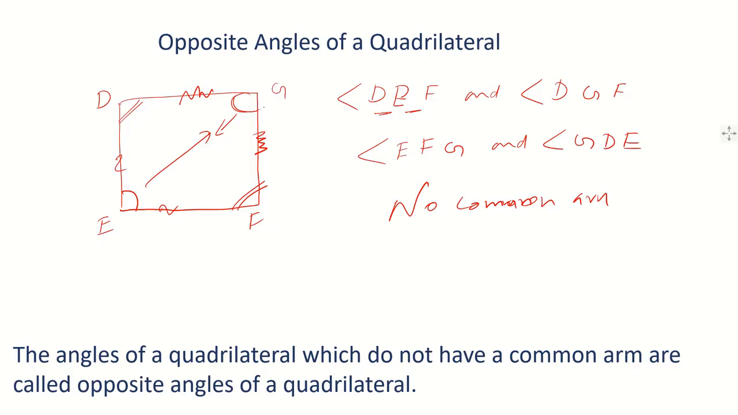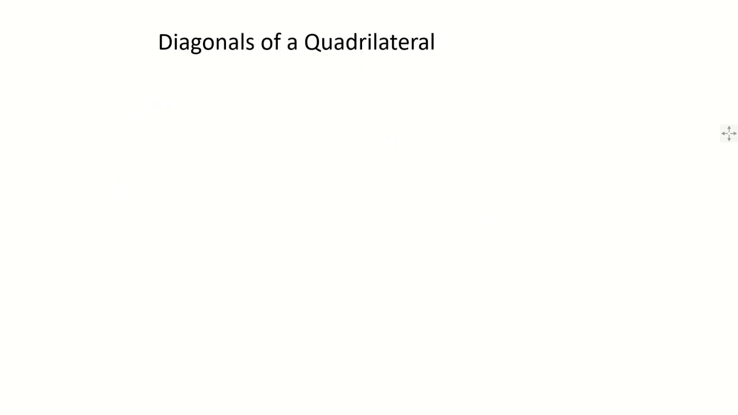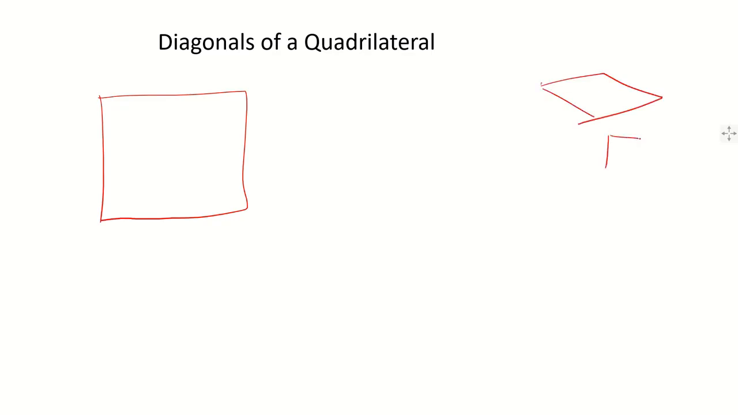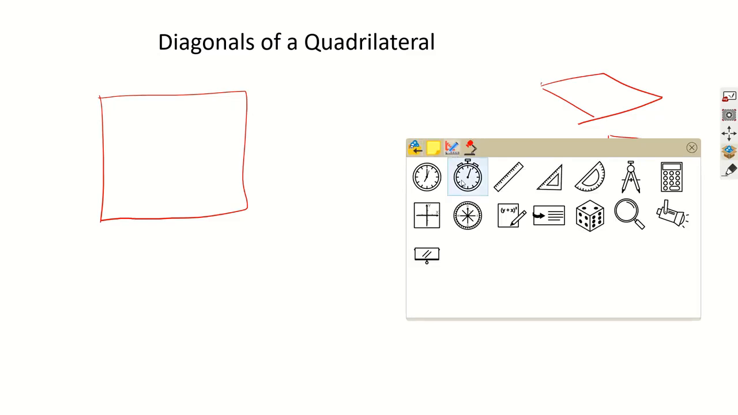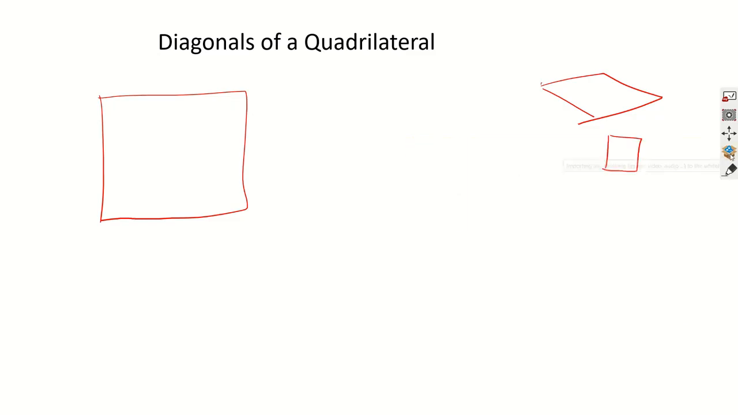Opposite angles हो गया, opposite sides हो गया, adjacent sides हो गया, adjacent angles हो गया. Now what is left? Diagonals of a quadrilateral. Suppose that this is a quadrilateral. Quadrilateral can be in this format. A quadrilateral can be exactly a square. Shall I show you some quadrilateral? That will be good for you. Instead of seeing my boring this one, you can better see something else.